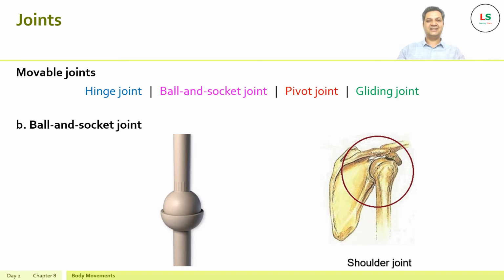Ball and socket joint. It is present in the hip and shoulder joints. The round end of one bone fits completely into the cup-shaped end of other bone. It allows movement almost in all directions.